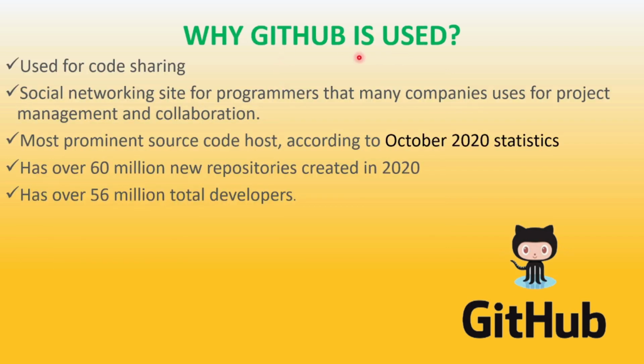Now, why GitHub is used? For code sharing. It is a social networking site for programmers that many companies use for project management and collaboration. Many companies can share their code with each other using GitHub. Most prominent source code host. It is a place where mostly the code is hosted or code is pushed. According to October 2020 statistics, it has over 60 million new repositories created in 2020 and has over 56 million total developers.